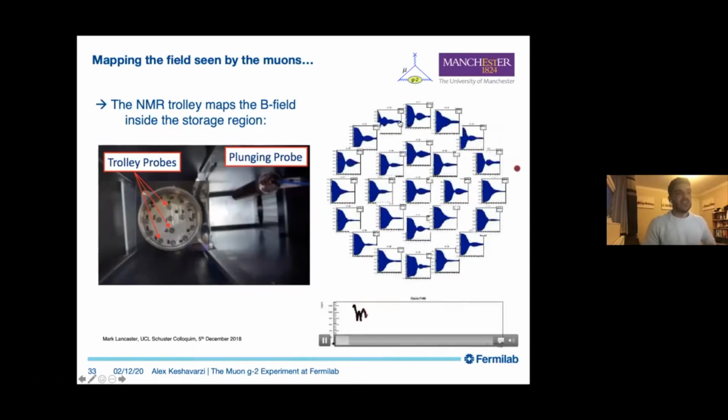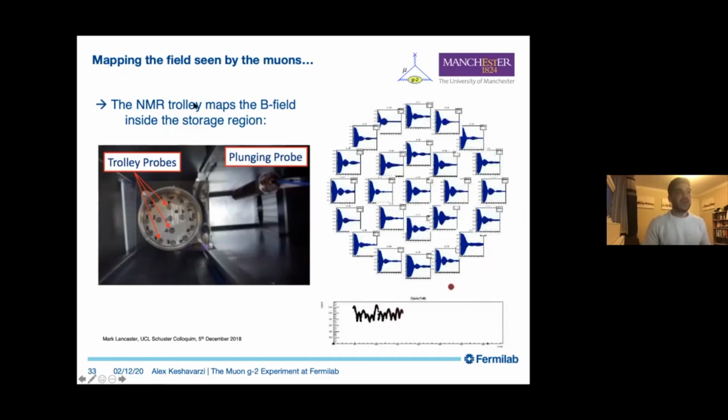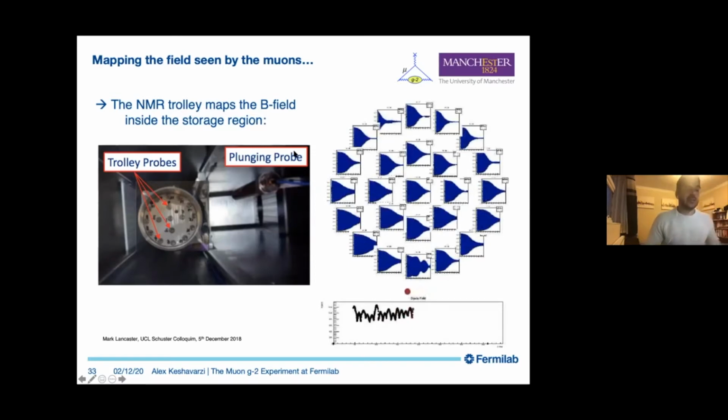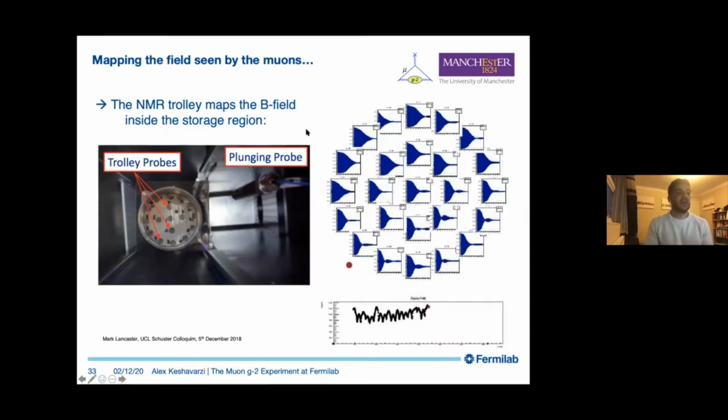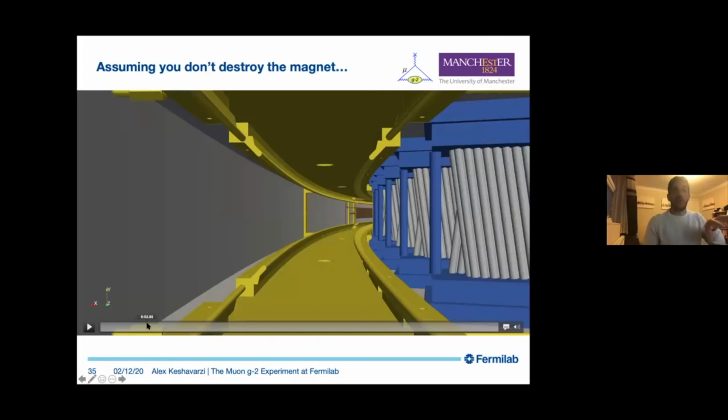There are 17 probes inside the trolley itself, and these graphs you can see fluctuating here show how the magnetic field changes as we go around azimuth, and then we get this measurement of the dipole field here. So that maps the B field in the storage region, tells us the magnetic field to a very high precision, and allows us to enter the calculation that we need to do. This will be what the muons see.